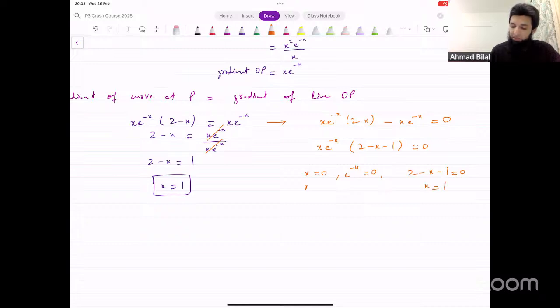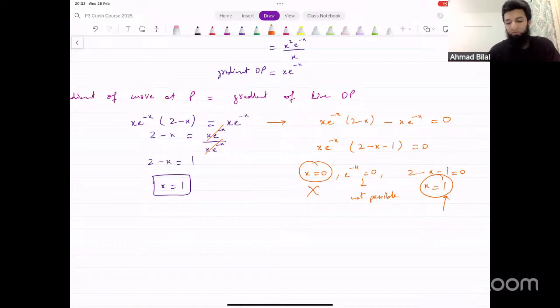So you get x equal to 0 as one solution, and x equal to 1 as another solution. This does not give you anything. Then you would say that x equals 0 is not possible because the coordinate of P has to be positive, and you would ignore this as well, and you get this answer. In this case, since we knew that x cannot be 0, we just divided by x for that reason. Is that all right?